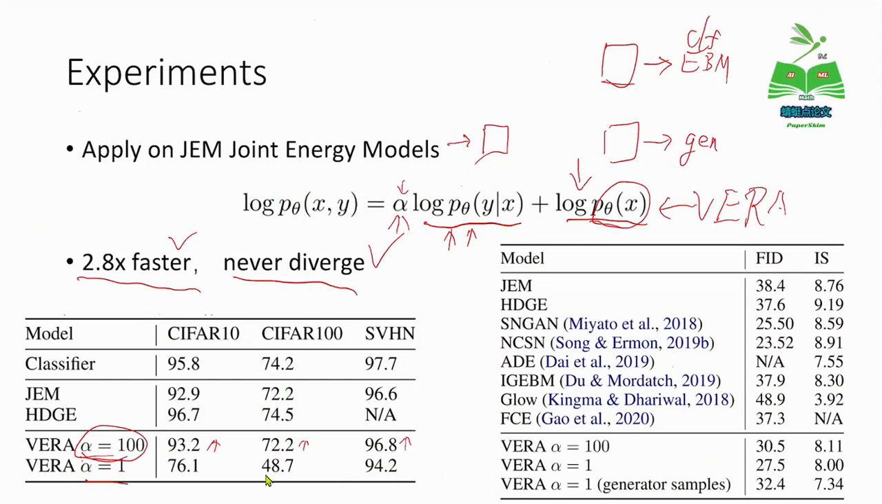But a problem is that, for JEM here, they integrate some noise, sigma, with some random noise to the training data. So it makes the image quality worse. It has a negative effect on the classifier's classification performance and also the generation performance.